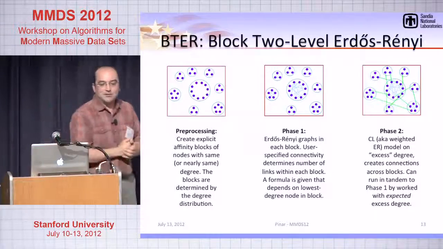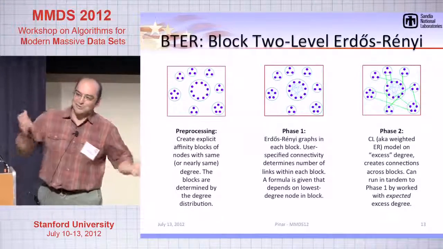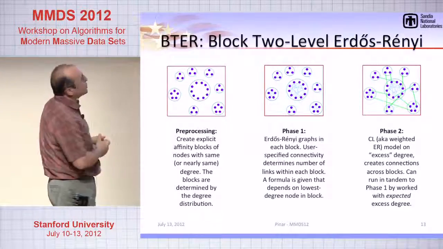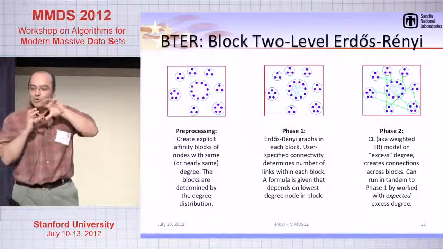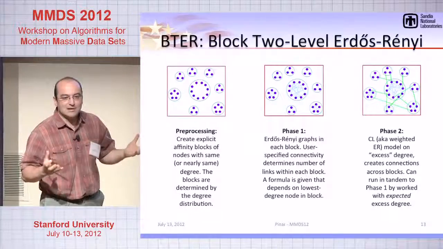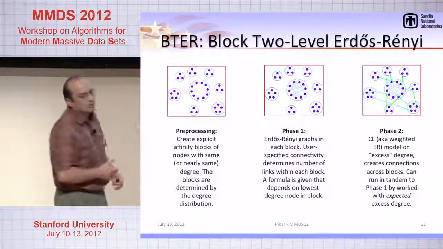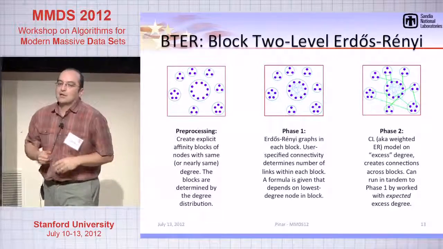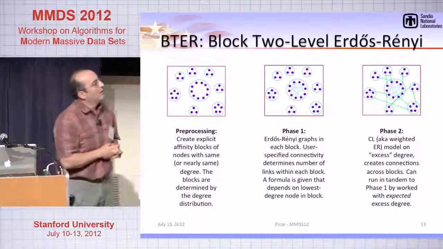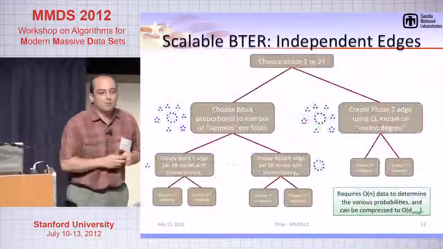So this is "better or better." That was our lame attempt at humor to say it's a better model, so let's call it better. The 3 phases are: first we group vertices together, and within each group we form a dense Erdos Renyi graph. So it's not a clique, it's still sparse, but relatively dense. In the last phase, phase 2, we look at all the remaining degrees and make sure that the degree distribution is satisfied.